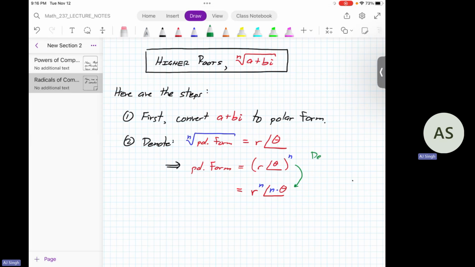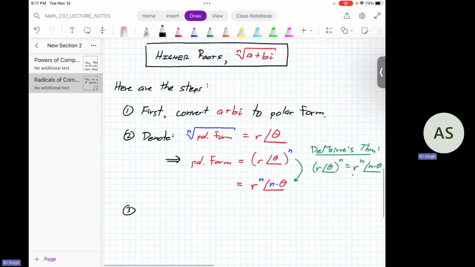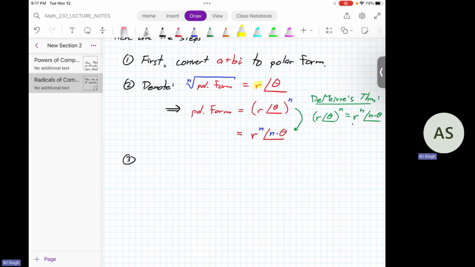And again, this is the so-called de Moivre's theorem, which is like r angle theta to the n is r to the n times n theta. We learned this in the last section when we did powers of complex numbers. Okay, so that's step 2. And then step 3 is to find the r and theta values, right? Because remember, we're trying to find this yellow stuff. That's the goal. So we've got to figure out r and theta next.